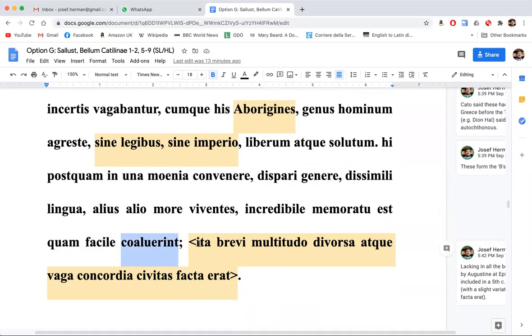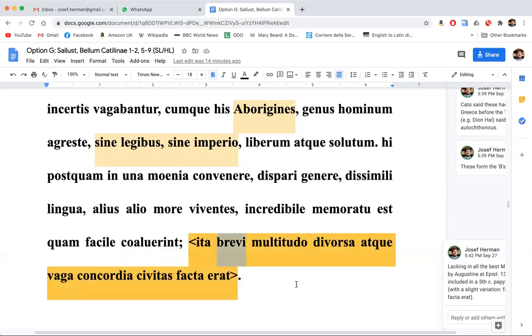So Sallust's point is that it's really remarkable that these two different groups were able to unite easily, given that they spoke different languages, they were different races, different ethnicities or something, and also had different customs. Okay, and then we have this phrase, which is in a sort of set of brackets, which we'll talk about.